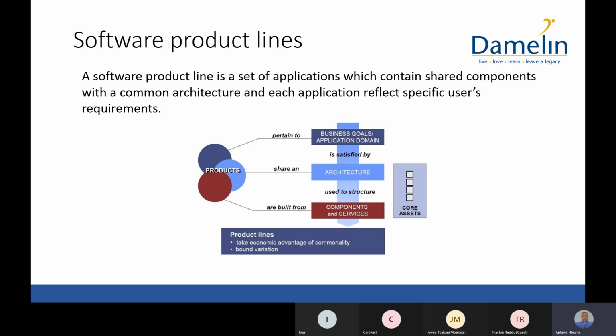So, software product lines. A software product line is a set of applications which contain shared components with a common architecture, and each application reflects a specific user's requirements. Now, product lines, let's for a moment forget about software. Product lines are something that are common to multiple industries. Okay, let's look at the way they manufacture cell phones.